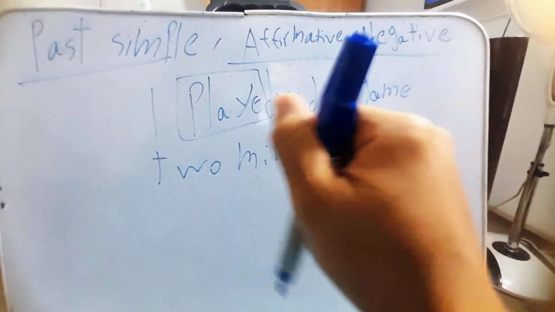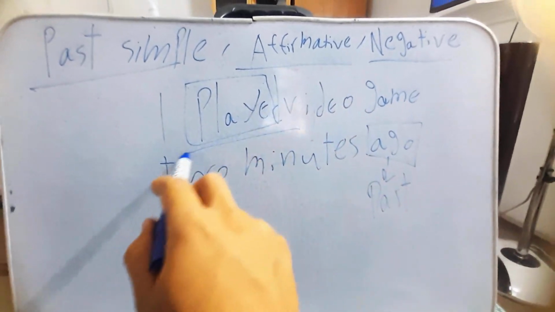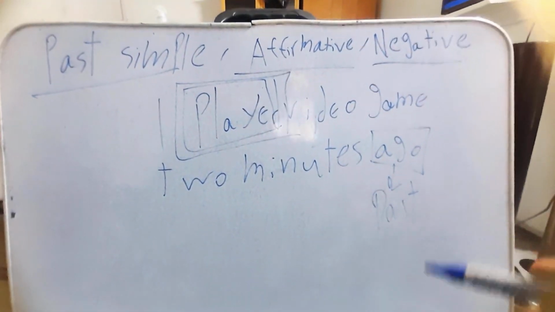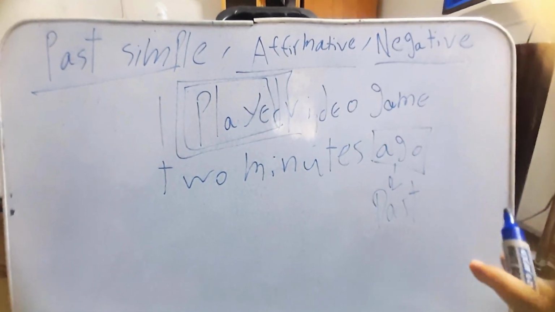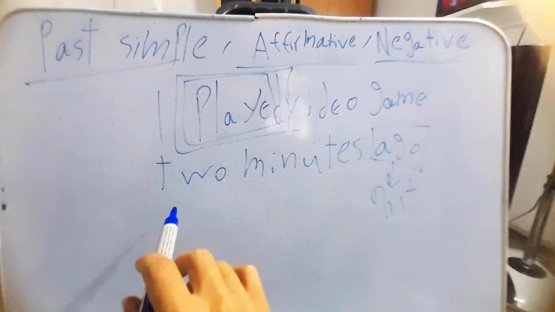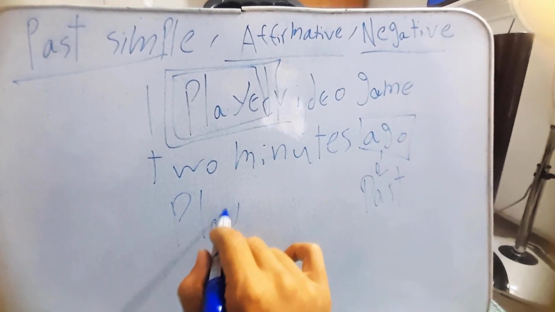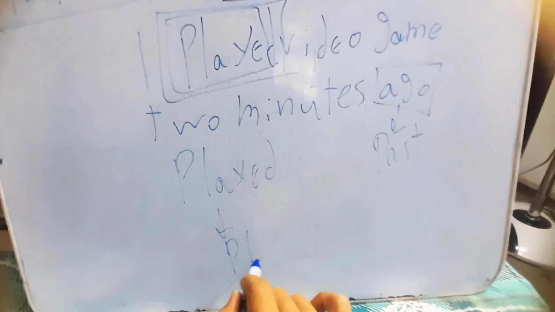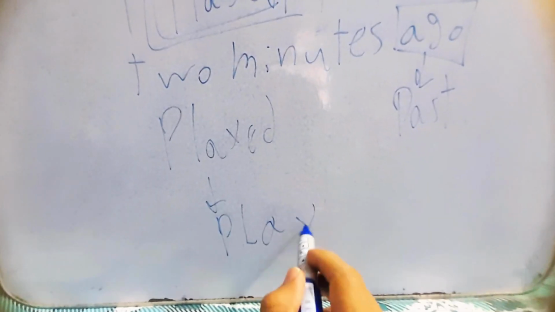And we have here played. Why? Because we must change our main verb into the past form of its shape. For example, played was play. The first form, the simple form, was play, and the past form is played.